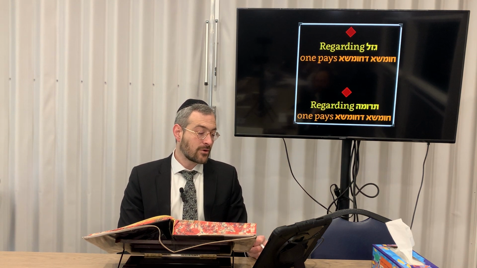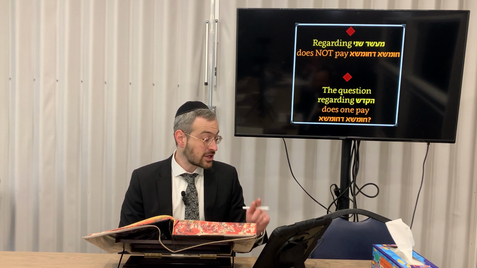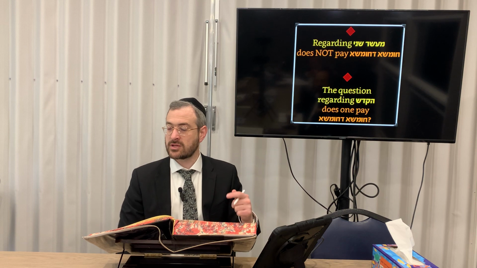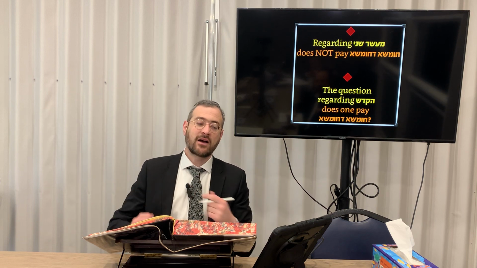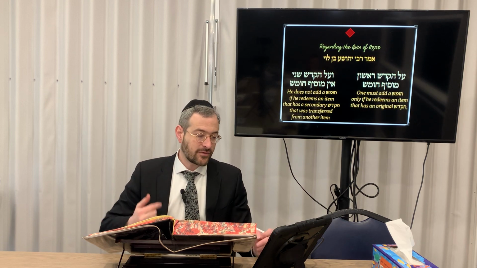Regarding gezel, one pays chumsha d'chumsha. Regarding truma, one pays chumsha d'chumsha. Regarding ma'aser sheni, one does not pay chumsha d'chumsha. And the question is, regarding hekdesh, does one pay chumsha d'chumsha? In other words, is there a fifth on the fifth of these halachas, which they all have the halacha of a fifth? Question is, does that then extend to a fifth of a fifth?